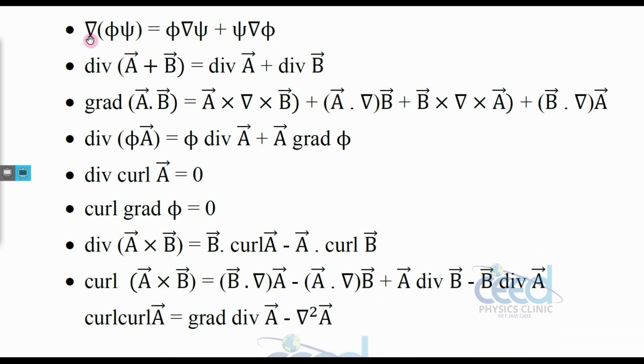Gradient of phi psi is equal to the product rule format. You can read all of this and remember it. You can make a technical format in your mind to remember all these. Divergence of curl A is equal to 0. That is a very important thing. Similarly, curl of gradient phi is also 0. So these are the different formulas that you have to keep in your mind.